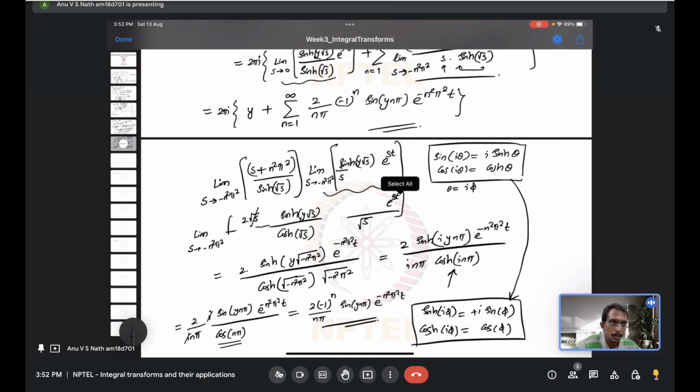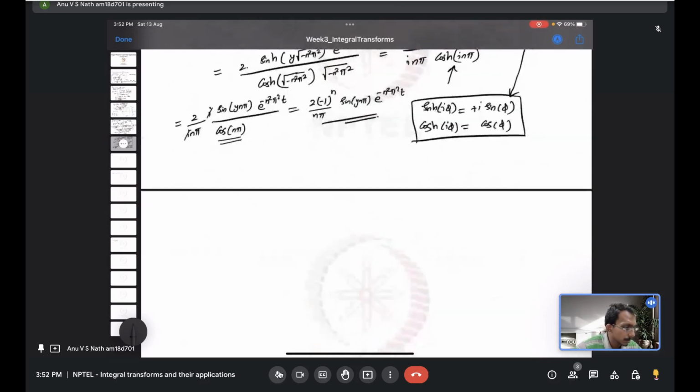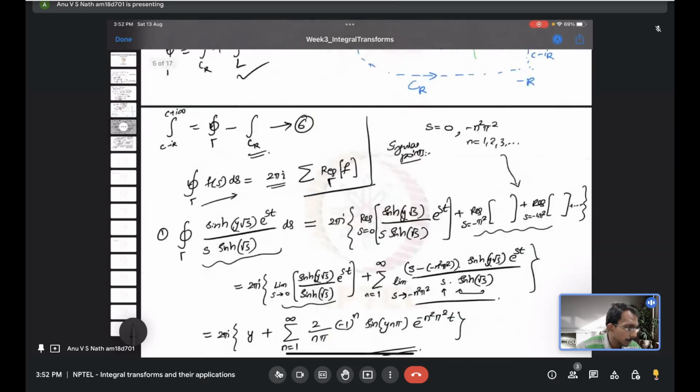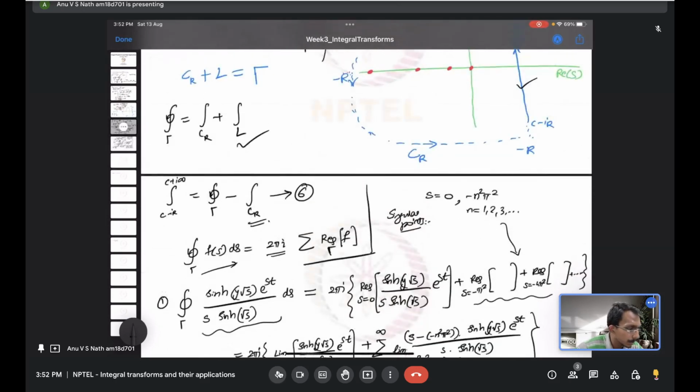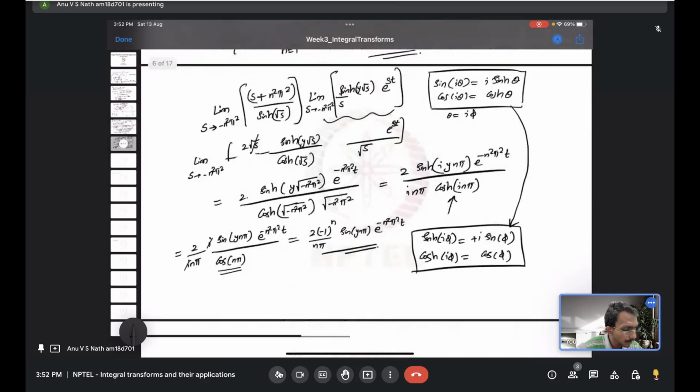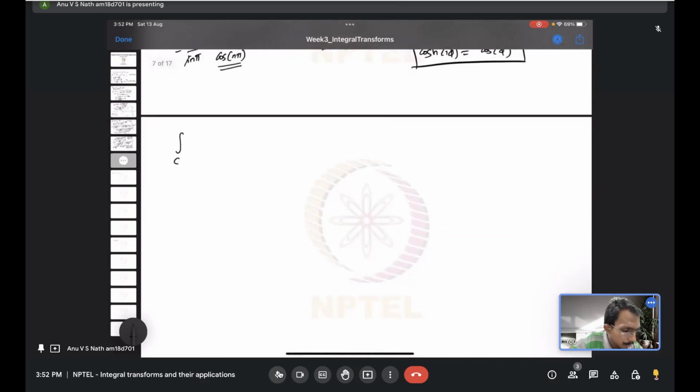So I hope there is no doubt. In that case, we will move to how to do the integral over the circular arc for this particular function. Now over the circular arc, the function is sinh(y root s) divided by sinh(root s), times s e raised to st ds.